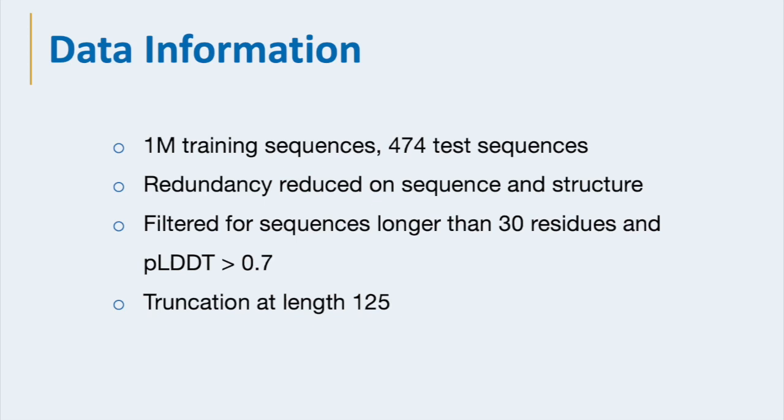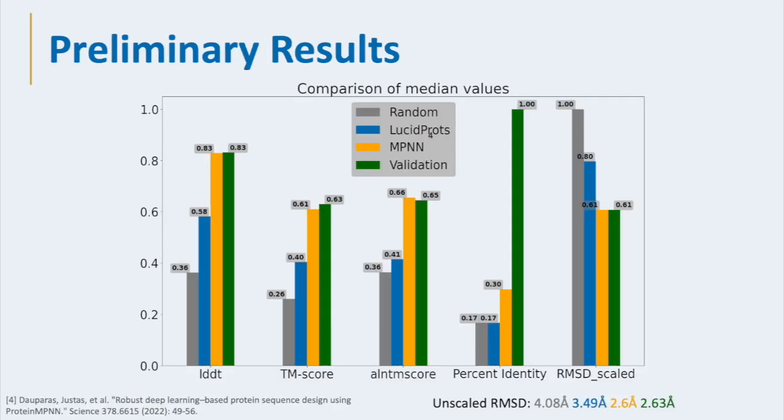The model performance was tested on 474 sequences, and the performance is compared to ProteinMPNN, an encoder-decoder model trained on protein backbone coordinates. LucidProts achieved a median LDDT score of 0.58, a median TM score of 0.4, and a median RMSD of 3.49 angstrom, with a median sequence identity of only 0.17. These results show that we surpass random sequences in all categories. However, we do not yet reach the outstanding performance of ProteinMPNN.